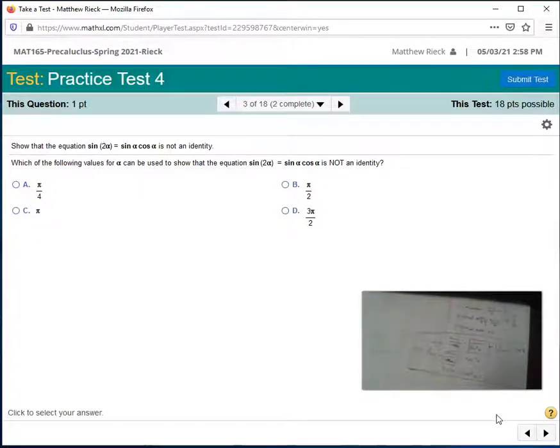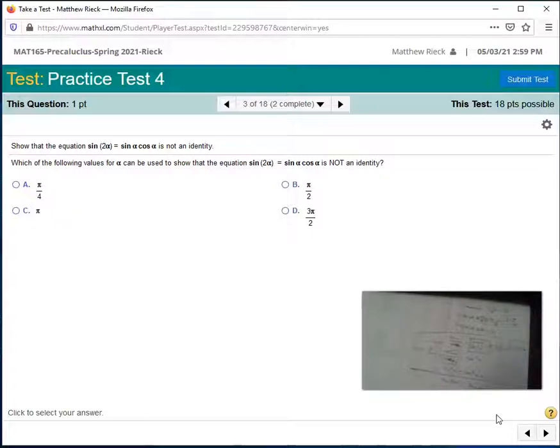Here we have showing that something is not an identity. We have sine of 2 alpha, and my candidate is that sine of 2 alpha equals sine of alpha cosine of alpha. We need to find a value for alpha that can be used to show this is not an identity. To prove that something is not an identity, you just need to find a single value for which the equation does not hold.